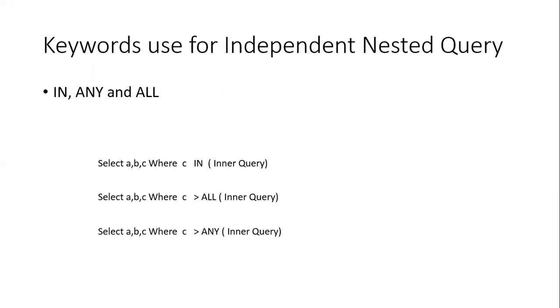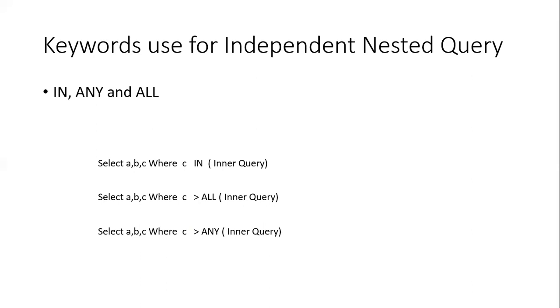Here we will use some keywords for the independent nested query, which are IN, ANY, and ALL. All these three keywords we use in the WHERE clause to select tuples of the outer query. As I've shown in three examples here, SELECT A, B, C WHERE C IN inner query means that here SELECT A, B, C WHERE C IN is the outer query, and in the brackets our inner query is given.